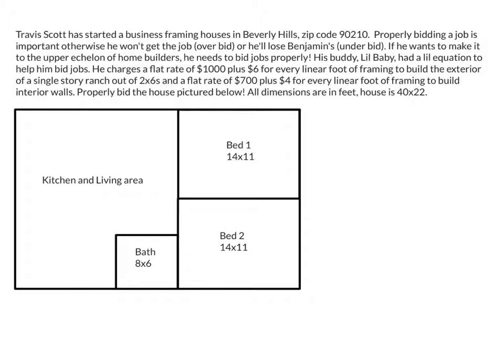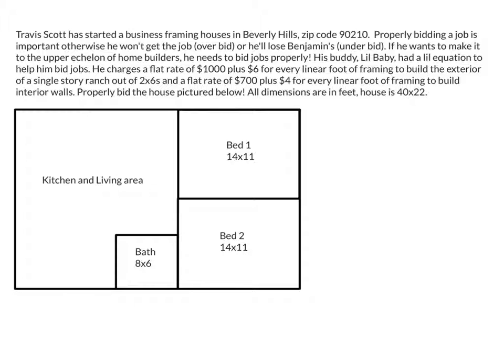All right, if he wants to make it to the upper echelon of home builders, he needs to bid jobs properly. His buddy, Lil Baby, has a little equation to help him bid jobs. He charges a flat rate of $1,000 plus $6 for every linear foot of framing to build the exterior of a single-story ranch out of 2x6s, and a flat rate of $700 plus $4 for every linear foot of framing to build interior walls. Let's properly bid the house pictured below. All dimensions are in feet. The house is 40 foot by 22 foot.